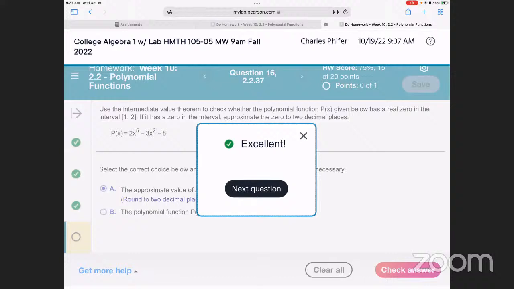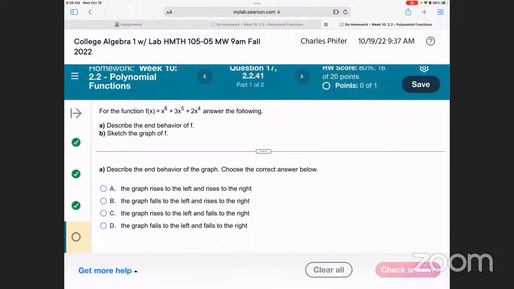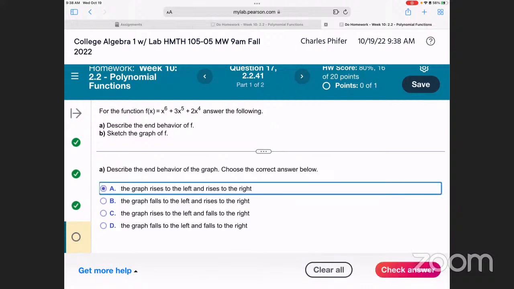Okay. I think we got time for one or two more. For this function, answer the following question, in graph behavior, right? So first we start with the leading term, or really the leading coefficient. The leading term is going to be the x to the 6. So the leading coefficient is a 1, which is positive. So that means it goes up to the right. Because the degree of this polynomial, which is 6, is even, that means the other side does the exact same. So we should go up to the right and up to the left. So it rises to the left and rises to the right. I'm going with A.